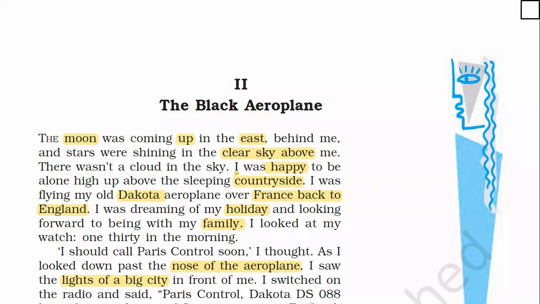In this lesson, we'll discuss The Black Aeroplane, the second part of the lesson, Two Stories of Flying. So what happens is this man was flying his Dakota. It's a kind of plane, and these planes were used in the Second World War also. In those times, they were used, and these planes are kind of cars.